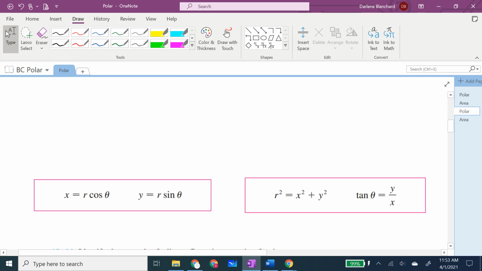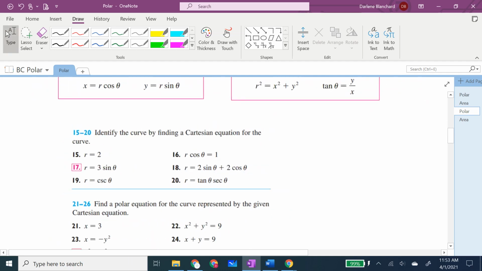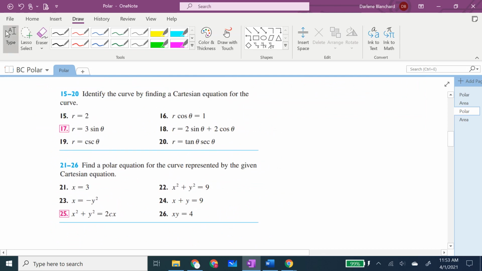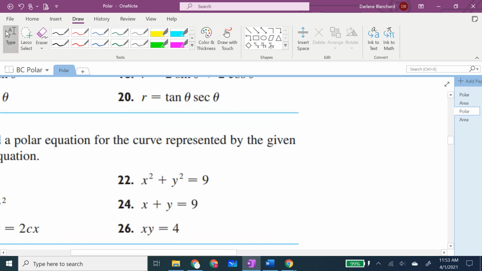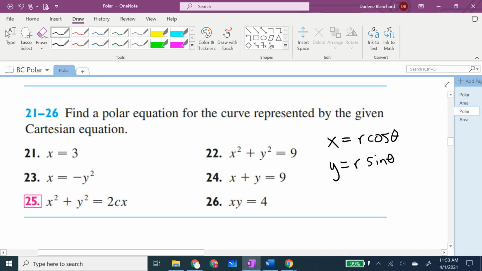Now, when you are converting one direction or the other, converting from Cartesian or rectangular into polar is super simple. All you're going to do is take that x equals r cosine theta and that y equals r sine theta and literally substitute.